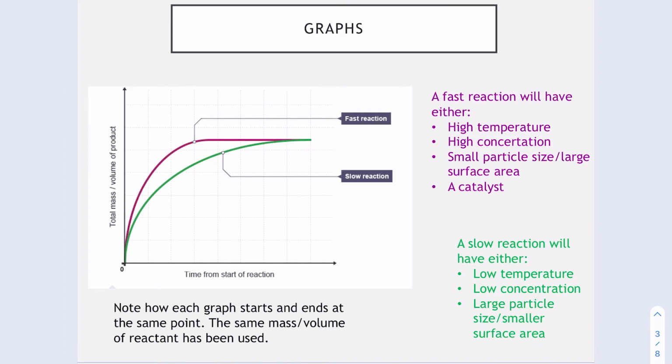Now if you have a look at the graph, you can see that they both start and they both end at the same point. So what we mean by that is they've had the same mass or volume of reactant that has been used. It's just the fact that the green one takes a little bit longer to get to the end because it is a slow reaction because of those 3 or 4 different variables that we have.